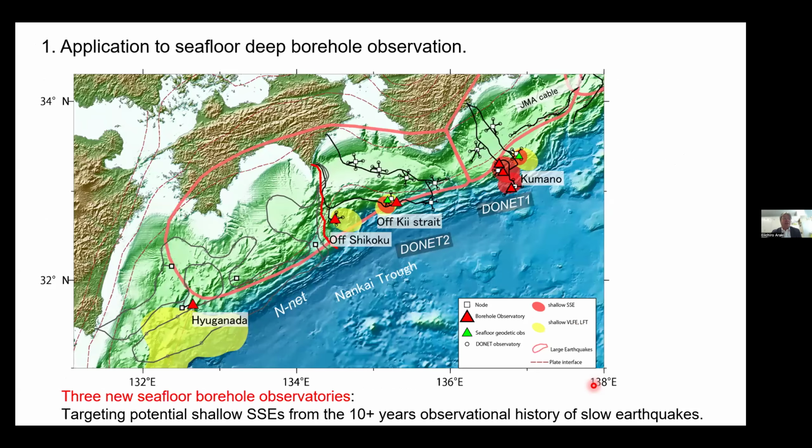Now, I talk about the application to seafloor deep borehole observation. We are planning to expand seafloor borehole observation from the Kumano area to the whole Nankai Trough with 3 new seafloor borehole observatory installations, shown by these red triangles, which target potential shallow slow slip events from our over 10 years observational history of offshore slow earthquakes, shown by the yellow area.